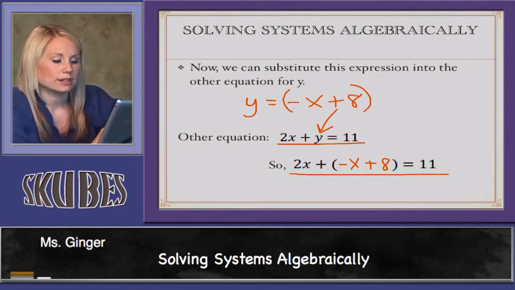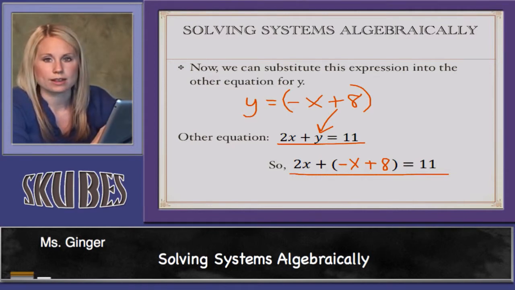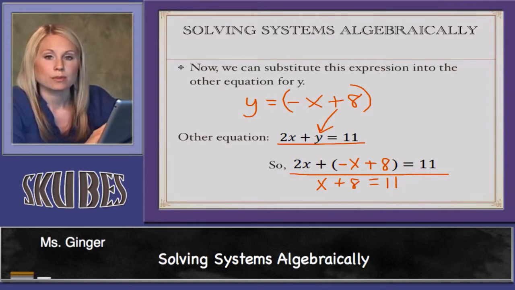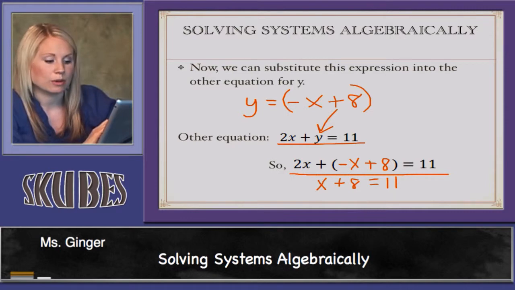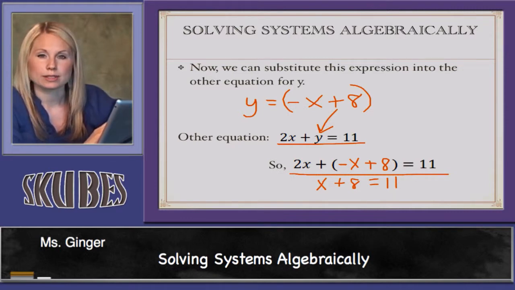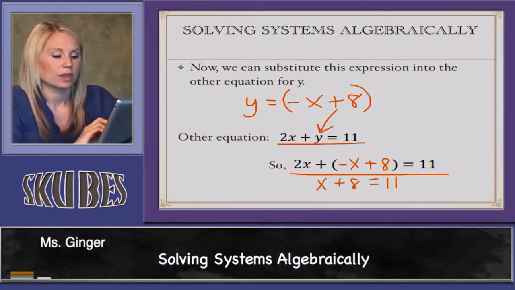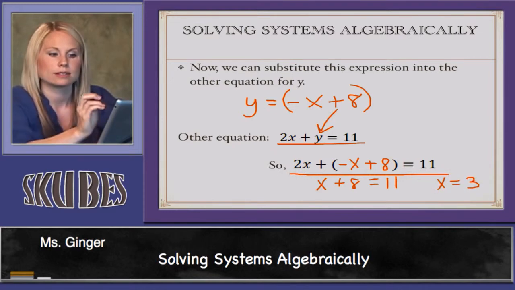So I've got 2x plus negative 1x, so that's going to give me just 1x, plus 8 equals 11. So some number plus 8 equals 11, and we know that's 3. And if we needed to solve for that, we would take the opposite of plus 8, which is minus 8, use that on both sides, and come up with 11 minus 8, which is 3. So x equals 3. Let's remember that for our next step.